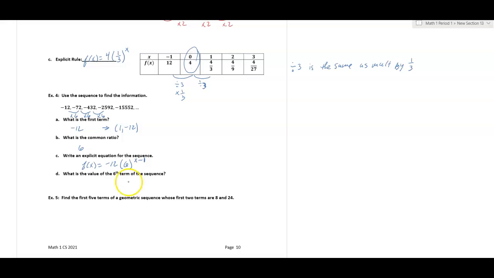For the sixth term of the sequence, all I'm going to do now is plug 6 into this. Negative 12 times 6 to the 6 minus 1 power is negative 12 times 6 to the 5th power. And if I do negative 12 times 6 to the 5th power in the calculator, you get negative 93,312.